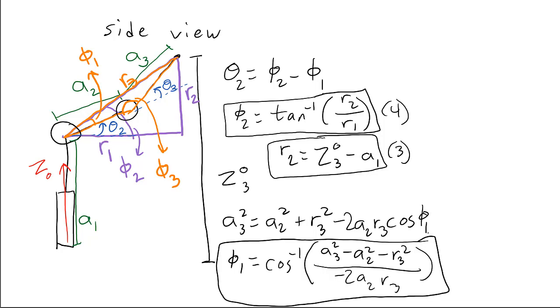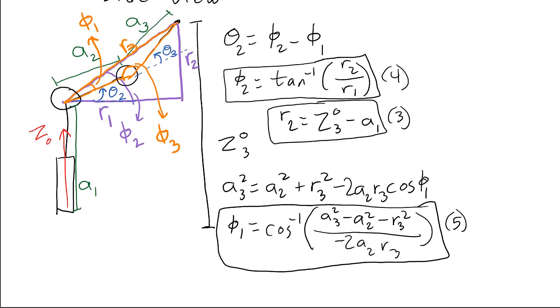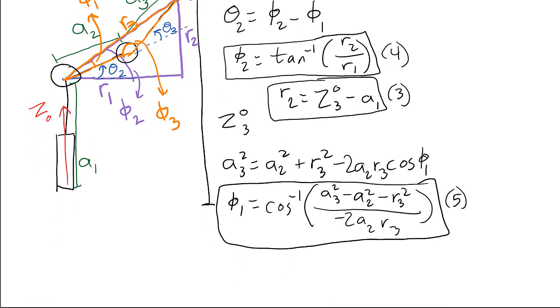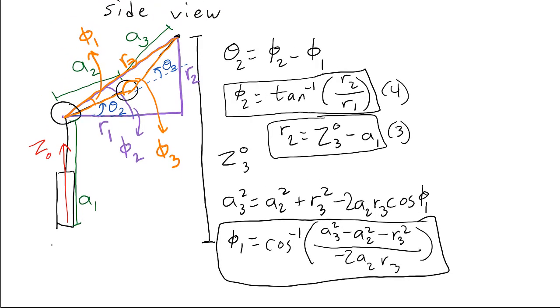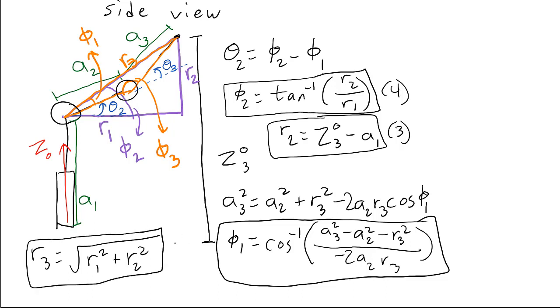Okay, so let's call that equation 5. Oh, but that can't be 5 because I haven't yet found R3. Let's go back and put in an equation for R3. I can use the Pythagorean theorem to get R3. So we'll do that here, and then we'll call this equation 5. Okay, now that I have R3, I can do this as equation 6. And then now that I have phi 1 and phi 2, I can solve for theta 2 as equation 7.